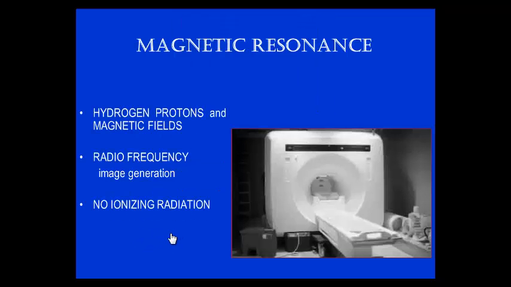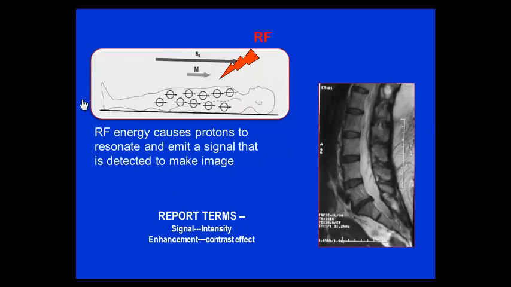All right, so let's go on to magnetic resonance here. We've got our last one to think about. There can be some complex physics involved in that. It has to do with hydrogen protons and magnetic fields, and beaming a radio frequency pulse in there, and then we create an image. We don't have that ionizing radiation. Here's our friend here. The RF pulse is coming in. His protons are all aligned in that magnetic field prior to that RF pulse, and when they get disturbed by that RF energy, they resonate out a signal, and that signal is what we use to create an image.